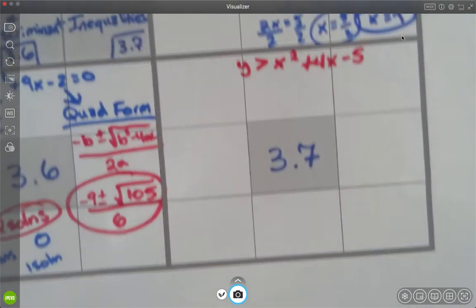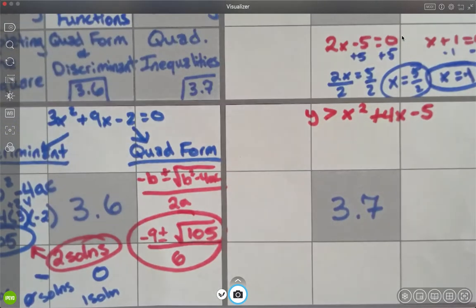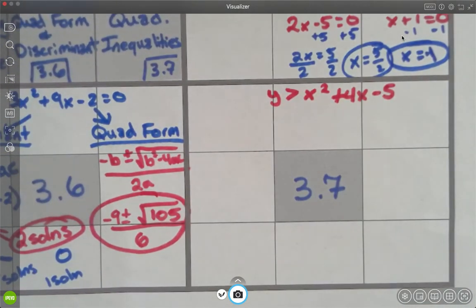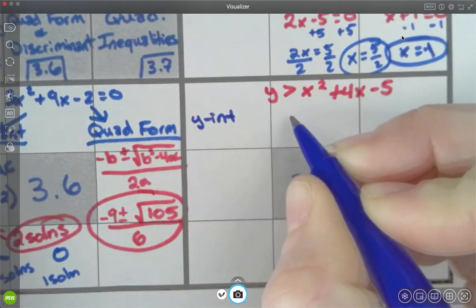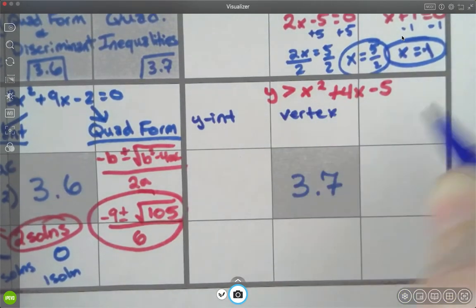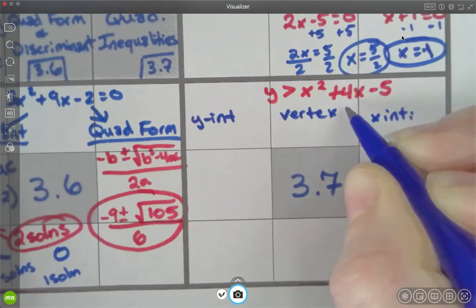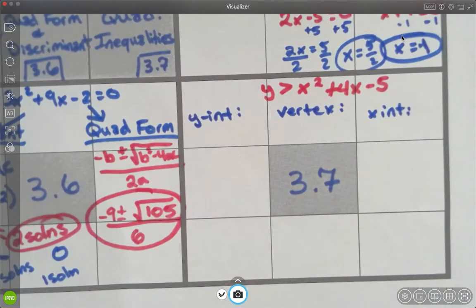Okay, so this is a quadratic inequality, so we need to graph it. That's what number 35 asks us to do. You have to find the y-intercept, the vertex, and the x-intercepts. The axis of symmetry is embedded in the vertex, so I'm not going to put as much emphasis on that because it's not terribly important in finding this. So we're going to leave it out for this problem.